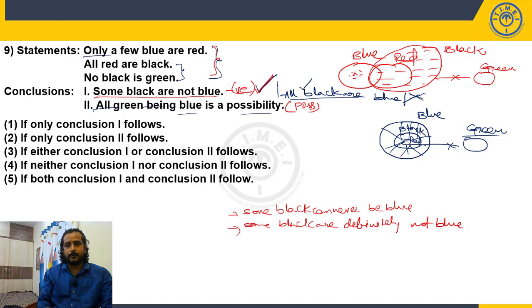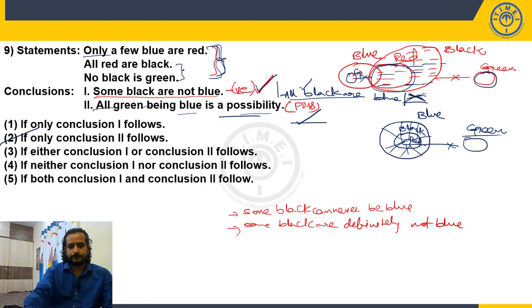Now what is the second one? All green being blue is a possibility. Can you place this complete green within the blue without violating the statements? Don't hesitate. Place it. Cross check your statements. Only a few blue are red? Yes. All red are black? Yes. No black is green? Yes. Is it violating any of your statements? No. So are we able to draw the diagram? Yes, it is possible, and what they have given is a possibility. So it is also true. So what is my answer? 1 does not follow, but 2 follows. Only 2 follows. Choice 2.